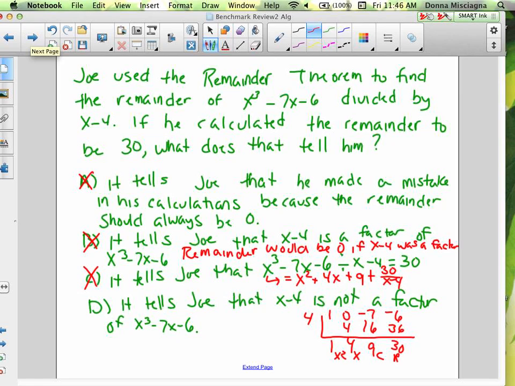It tells Joe that x minus 4 is not a factor. Yep, it's not a factor because the remainder is 30. If it was a factor, the remainder would be 0. So make sure you know what that value means when we divide.